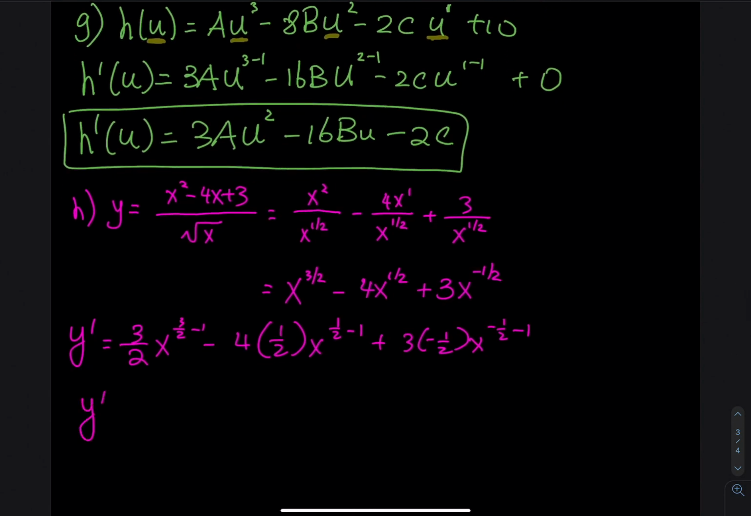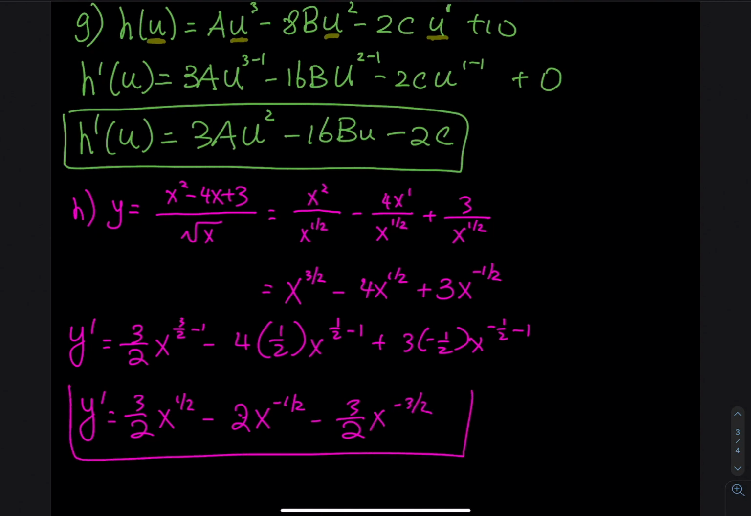So y prime is equal to 3/2 x to the 1/2, minus 2 x to the negative 1/2, and then minus 3/2 x to the negative 3/2. I prefer to use a negative exponent. I don't know what your class prefers, but when I ask my students to do everything on paper, I accept negative exponents. But when you do your homework, especially if you are doing homework online, make sure you check that system. Maybe they do not take negative exponents. You have to check the system.